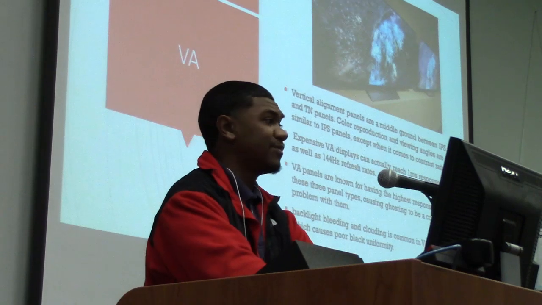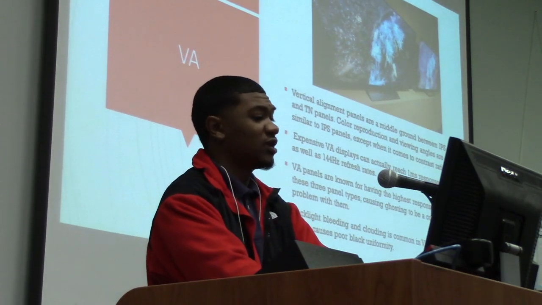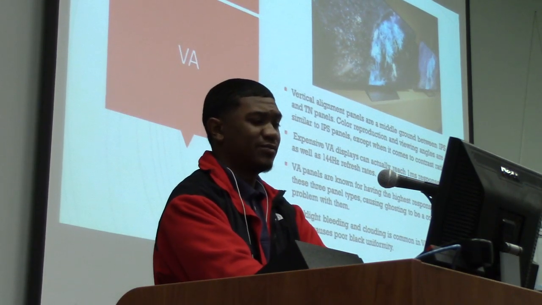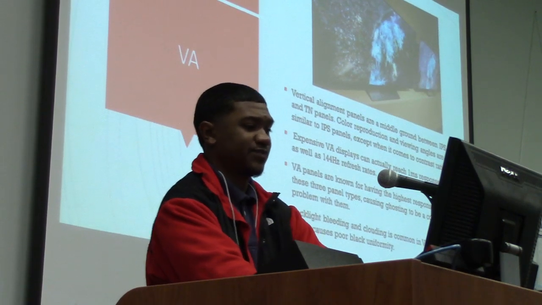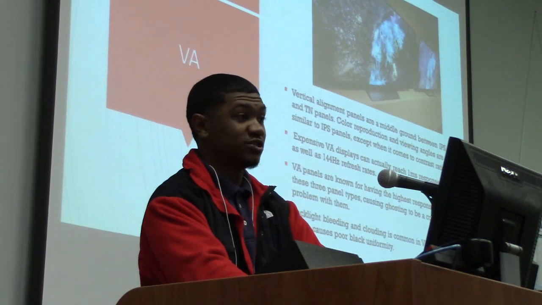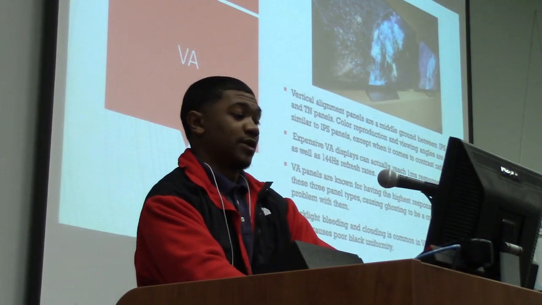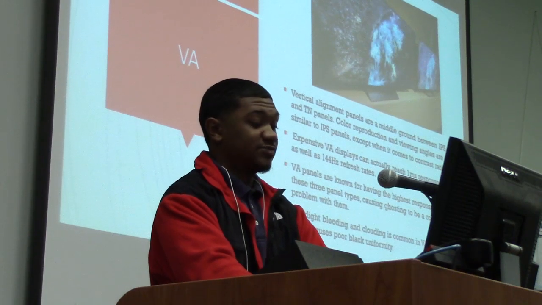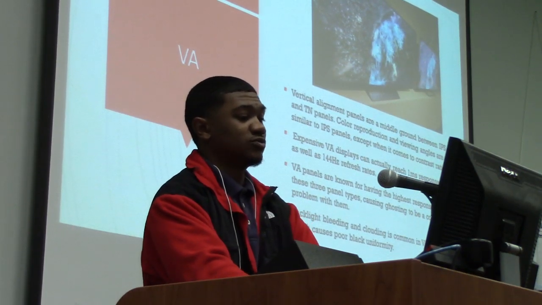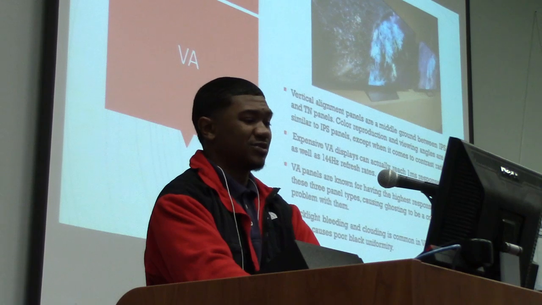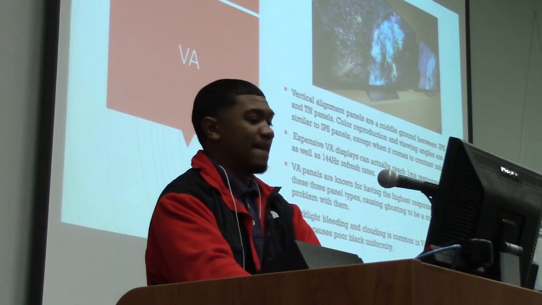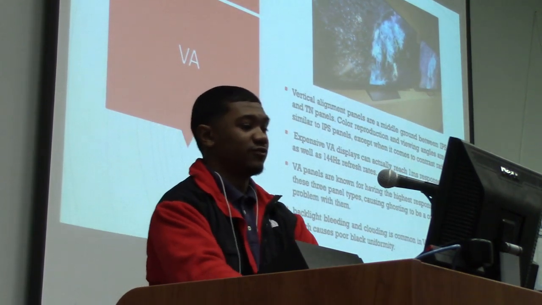Okay, VA panels are vertical alignment panels, and they're pretty much somewhere in the middle between IPS and TN. Color reproduction and viewing angles are similar, except when it comes to the contrast ratios. Expensive VA displays can reach up to 1 millisecond response times, as well as have a 144 refresh rate.